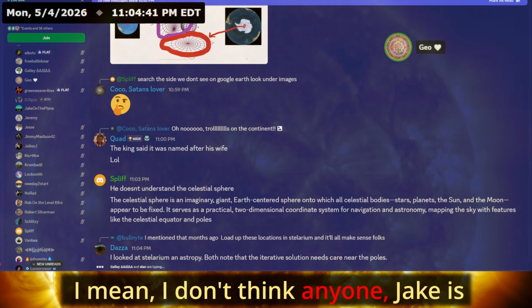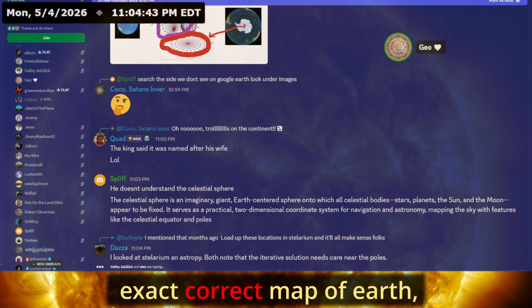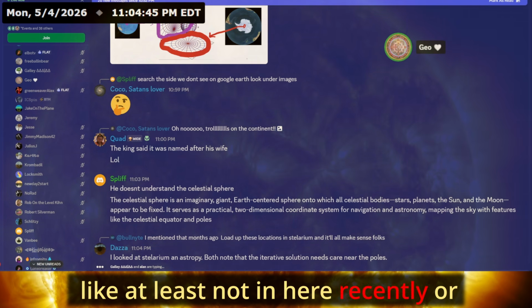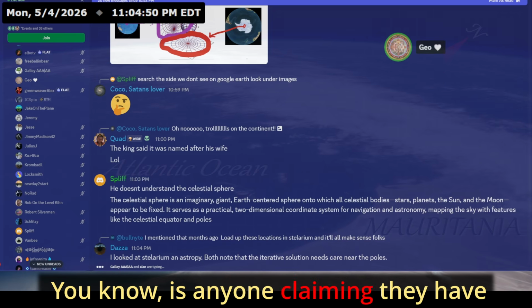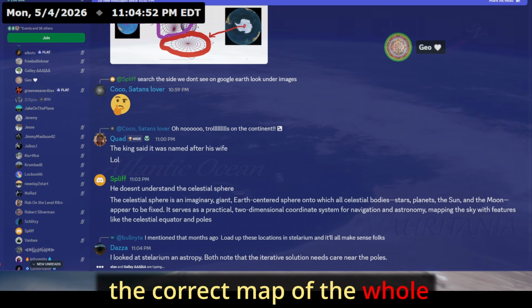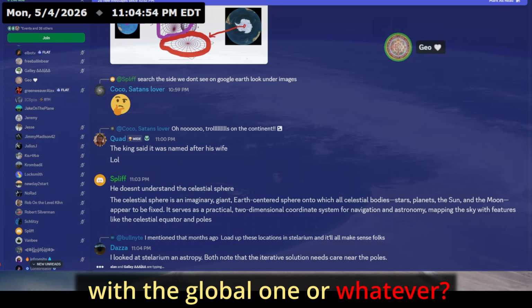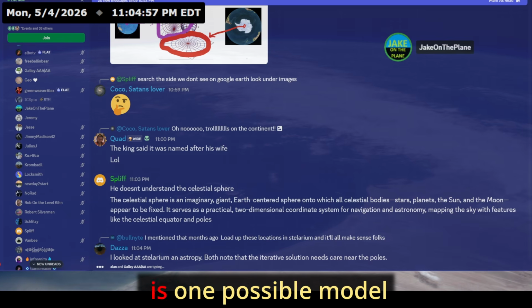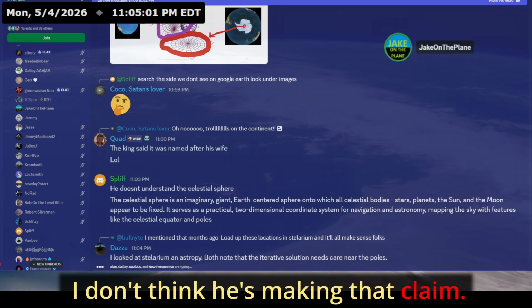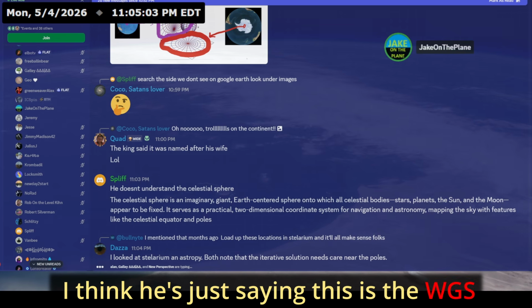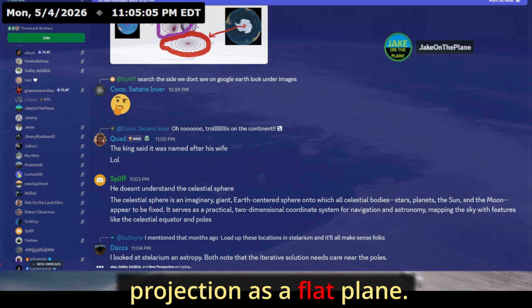Yeah, I mean, I don't think anyone, Jake, is really claiming they have the exact correct map of Earth, at least not in here recently or anything that I'm thinking of. Is anyone claiming they have the correct map of the whole Earth, other than just going with the globe one? I don't think Shane is claiming that this is one possible model of the flat Earth. I think he's just saying this is the WGS-84 with the coordinate projection as a flat plane.